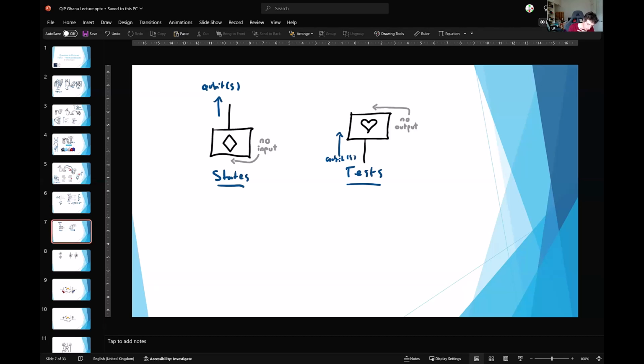So a state is a recipe to create a qubit. And a test is a recipe to consume a qubit. These recipes correspond to just the typical states and effects. So in traditional terms, this would be a ket, and this would be a bra.